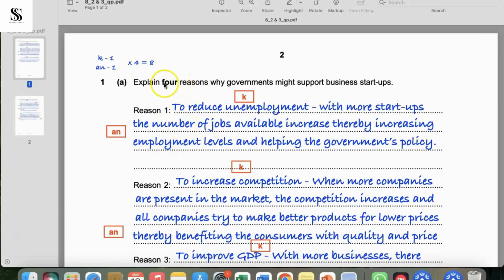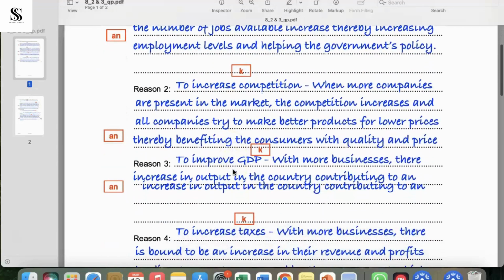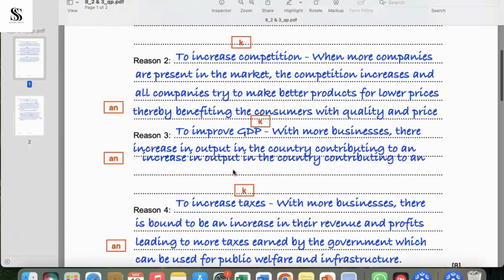Also note that had this question been a question related to the case study, that means application would have to be included. Again, application would have been necessary to earn this mark for analysis plus application. So this would work exactly like the 4-mark question. So coming back here, 4 reasons why governments might support business startups. I've identified 4 possible reasons here.